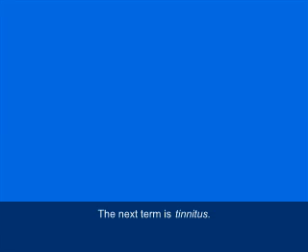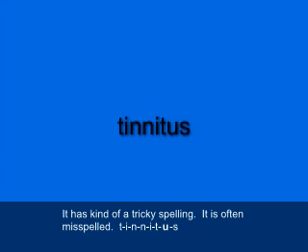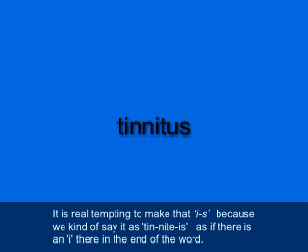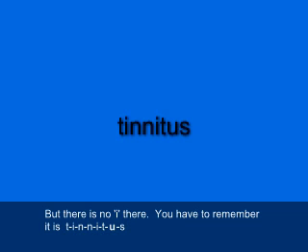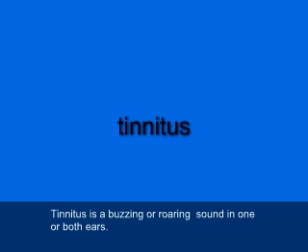The next term is tinnitus, and it has kind of a tricky spelling. It's often misspelled. It's real tempting to make that an i, because we kind of say it as if there's an I. But there's no I there. We have to remember it's tinnitus. And tinnitus is a buzzing or roaring sound in one or both ears.